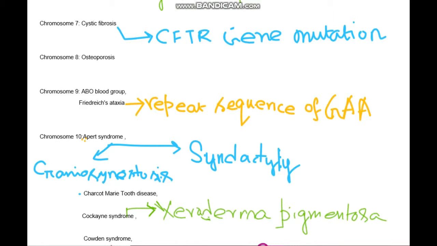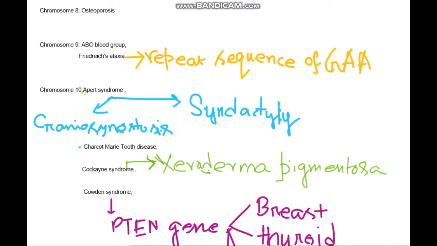And Friedreich ataxia, where in the chromosome there will be a repeat sequence of GAA. There will be a GAA repeat sequence, and it's more than 30 repeats that we need for Friedreich's ataxia. Chromosome 10 is Apert syndrome, it's not so important. What we can see in this is two forms, craniosynostosis and syndactyly.